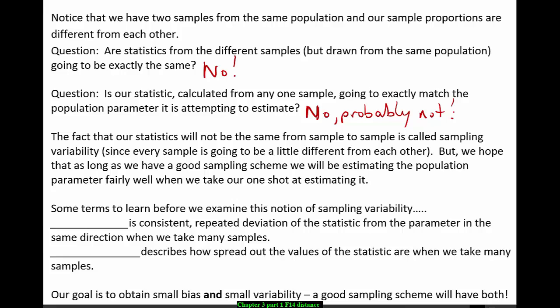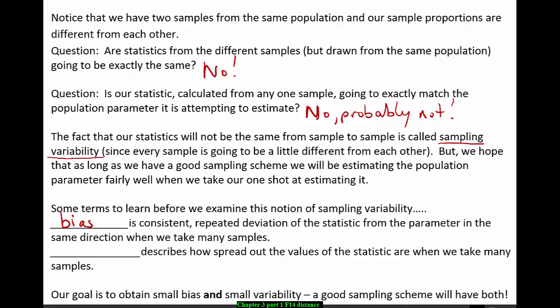Therein lies the problem. The fact that our statistics will not be the same from sample to sample is called sampling variability. We'll use this term all throughout the semester. But we hope that as long as we have a good sampling scheme, we'll be estimating the population parameter fairly well when we take our one shot at estimating it. Some terms to learn before we examine this notion of sampling variability.